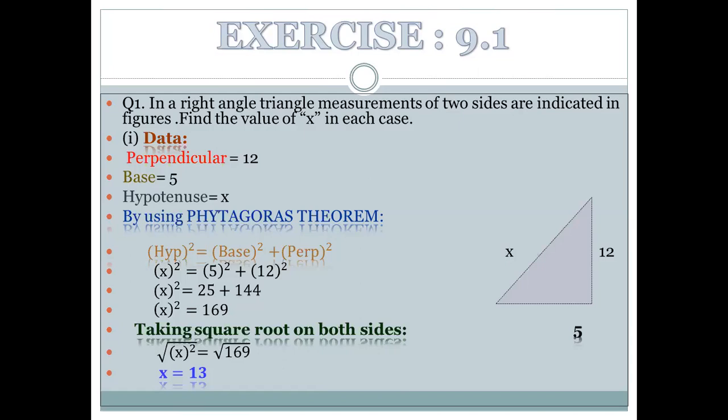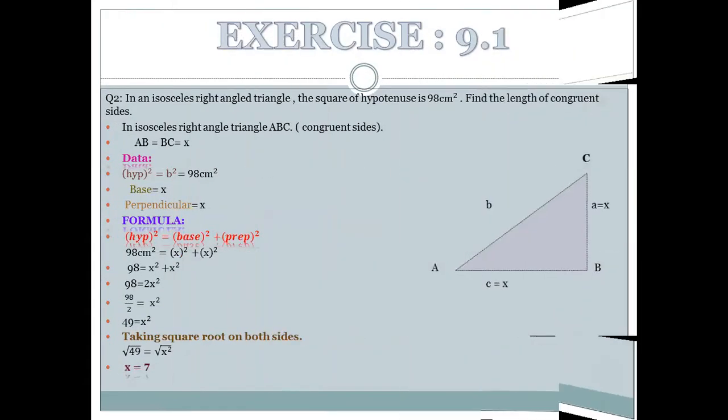Hypotenuse becomes 13 centimeter. Same you will do all the parts of question 1, because on the same pattern only you calculate the unknown values. Now come to question 2.